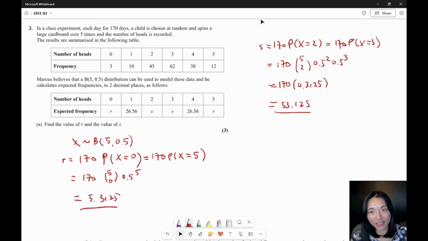You should also make sure that the total of the expected frequencies sum to 170. In our case, we've got R plus 26.56 plus S, and looks like there are 2 lots of those. 2 times those equals 170. And I'll let you check that's the case.